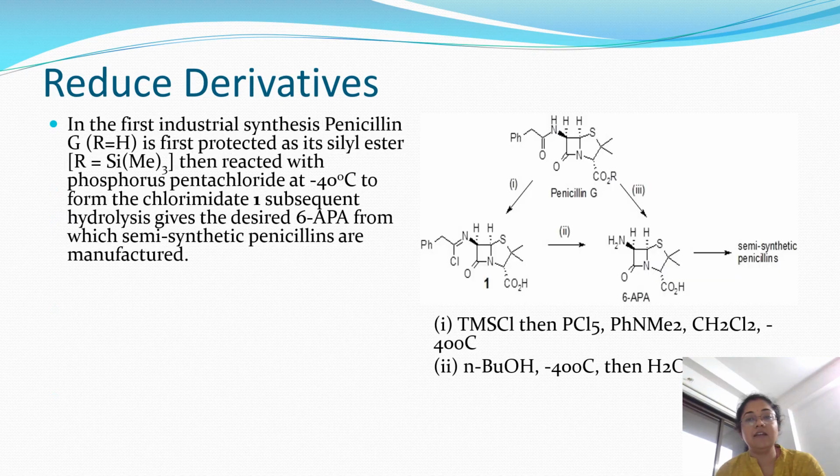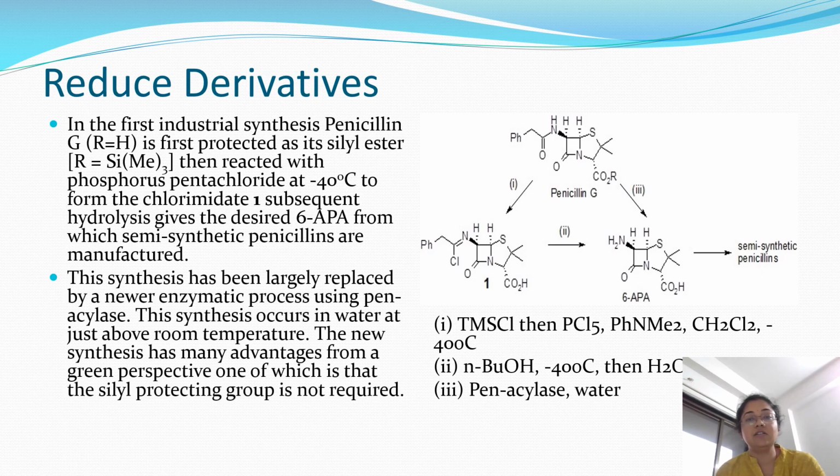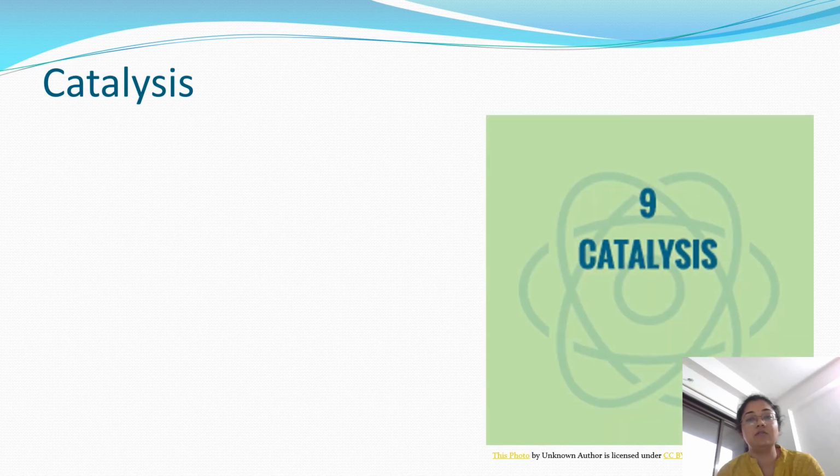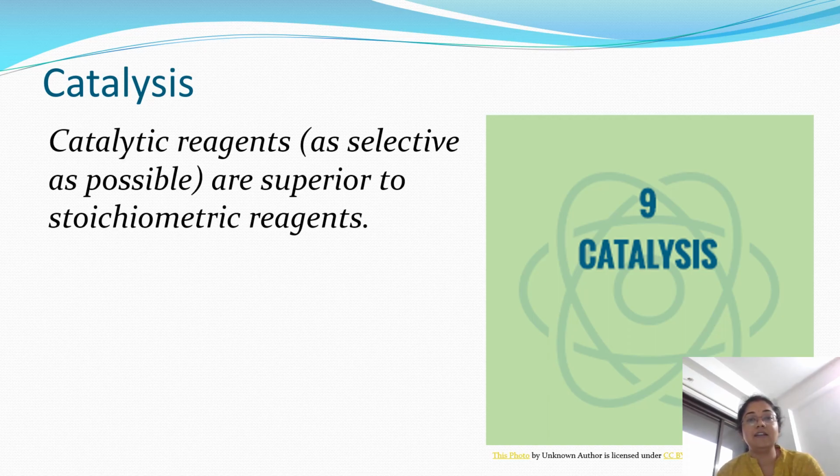As we can see here, beforehand the industrial synthesis of penicillin required more conditions and more solvents. But now this has been replaced by a simpler method which can be carried out at room temperature, and also without any harmful solvent. The next principle is catalysis. Catalytic reagents are very selective, as they reduce the energy barrier, and they are superior to stoichiometric reagents also.